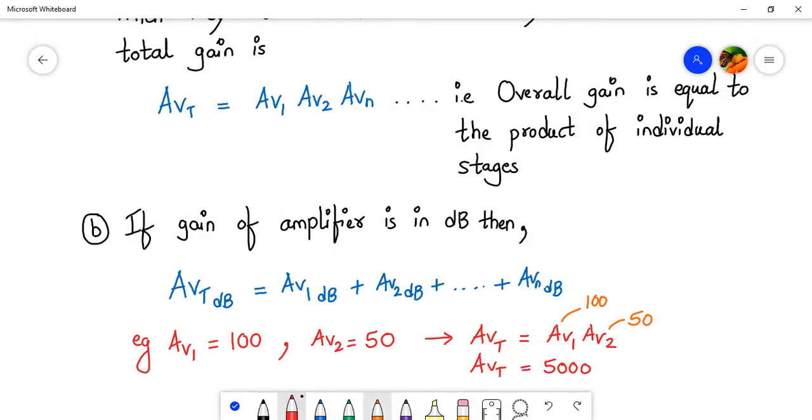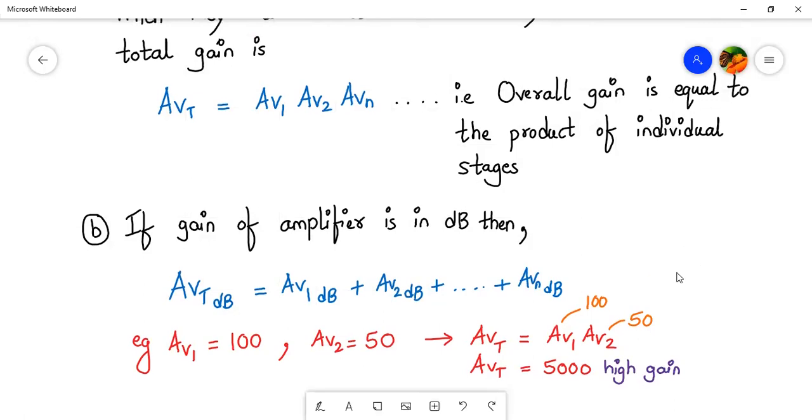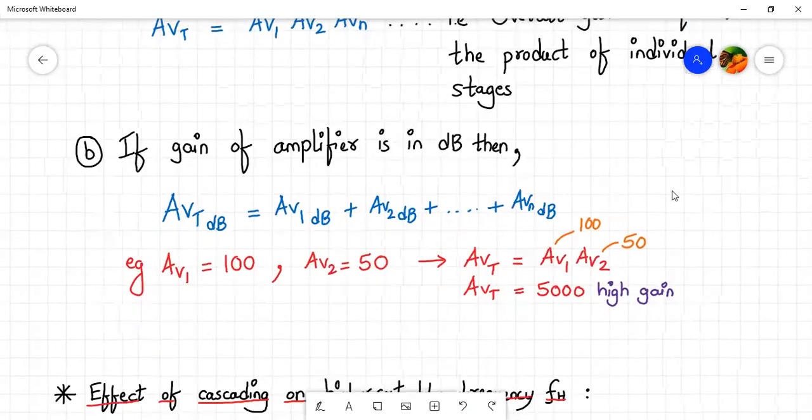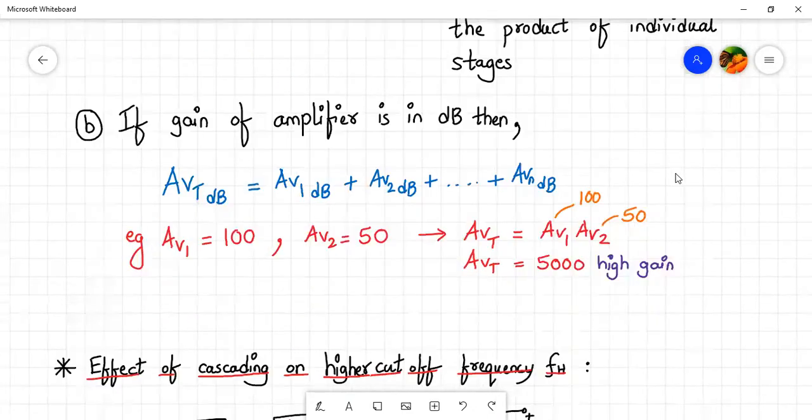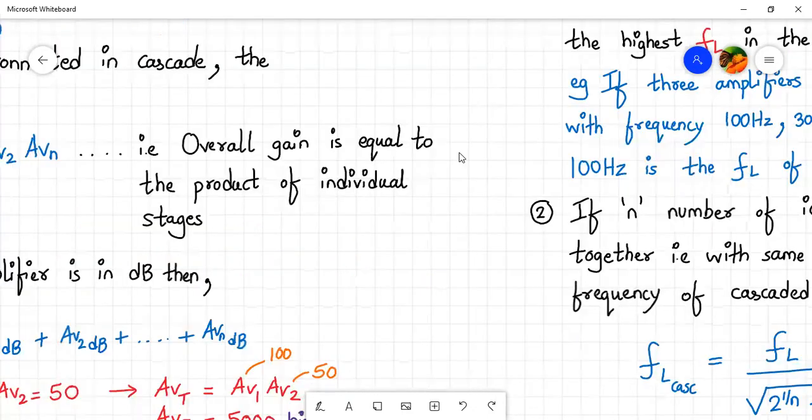So, such a high gain is only possible if we connect the amplifiers in a cascaded fashion, right? And that's the motivation to study the cascaded amplifier. Now, let's study something else.